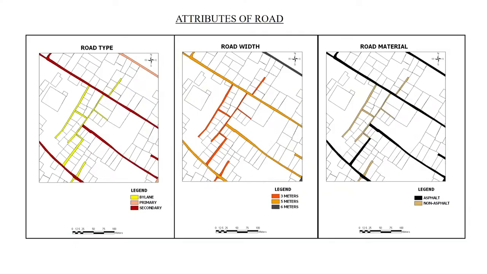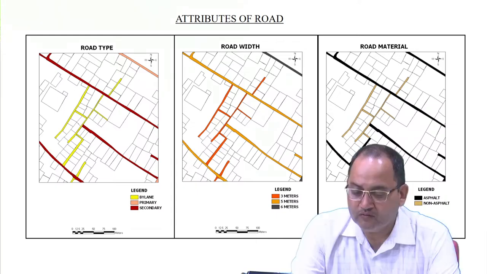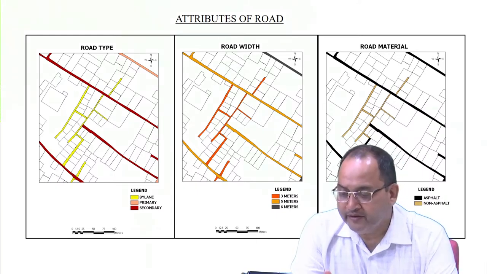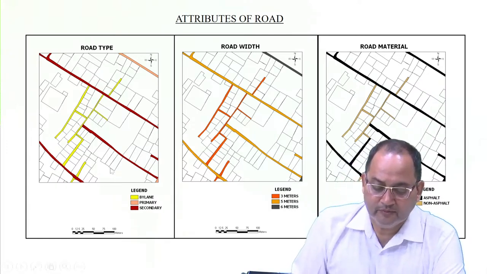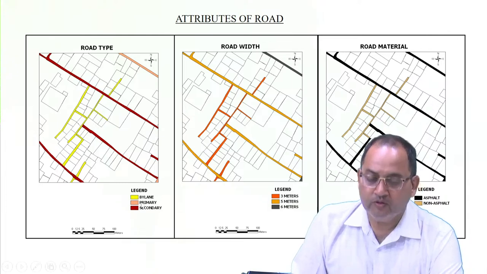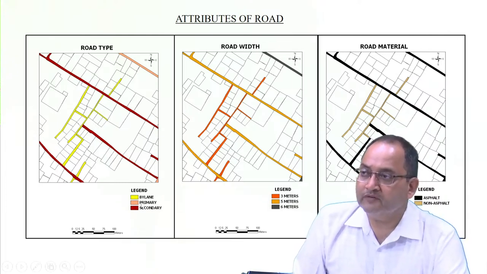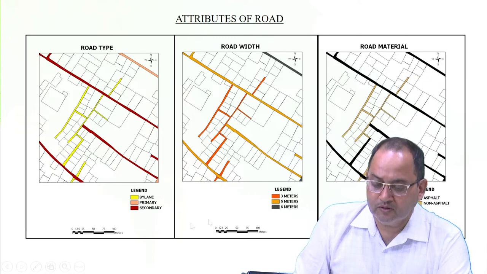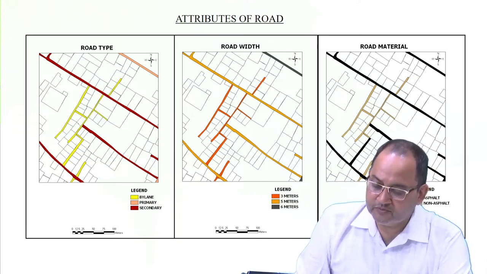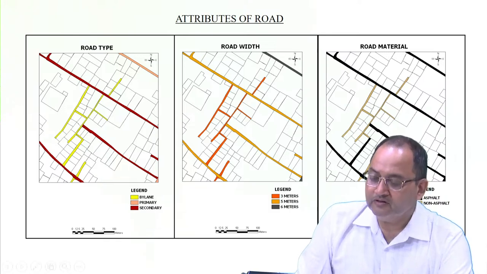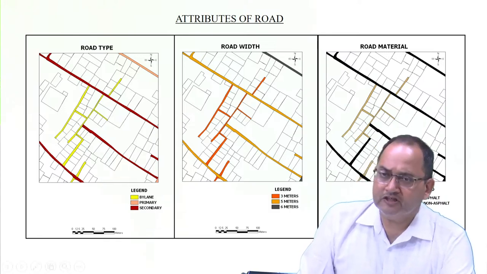So here what we have done is, using the remote sensing image, first we tried to find out the width of the road, the material of the road, and the road type, whether it is a bi-lane or a primary road. This tells you the volume of the traffic that will be moving on the road. Second is the width of the road, of course, whether it's a 3 meter, 5 meter or 6 meter road. And lastly, the building material, whether it's a kacha road or pakka road, whether it has asphalt or non-asphalt.